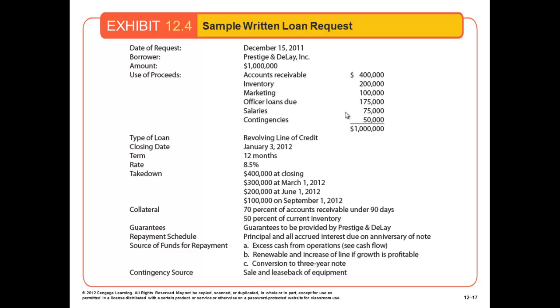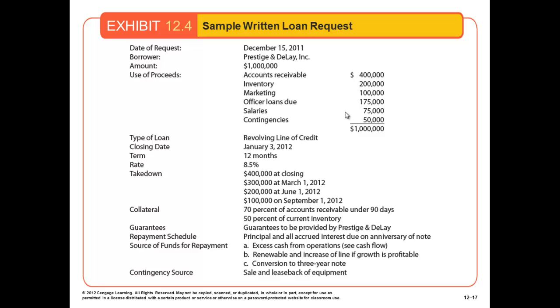Now, the collateral in this situation, I have 70% of the accounts receivable under 90 days would serve as collateral, and then 50% of the current inventory would serve as collateral. So there you are in a kind of a little banknote write-up that looks pretty reasonable to me. Guarantees to be provided by Prestige and Delay, so you would insure it or provide whatever guarantees you could. The repayment schedule would involve principal and all accrued interest due on anniversary note. So at the 1 year anniversary of the note, you got to make some payments.